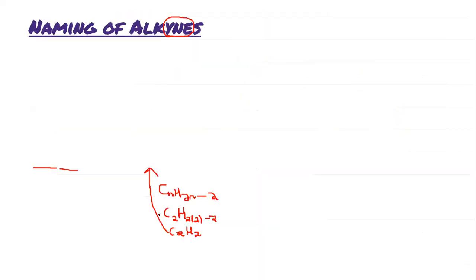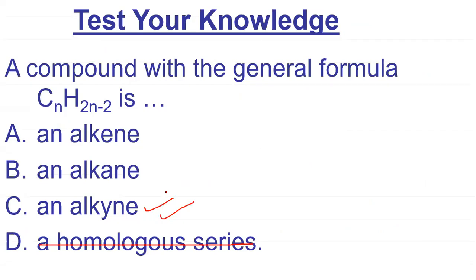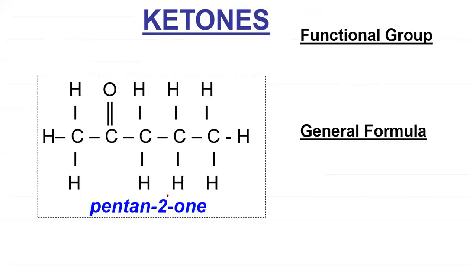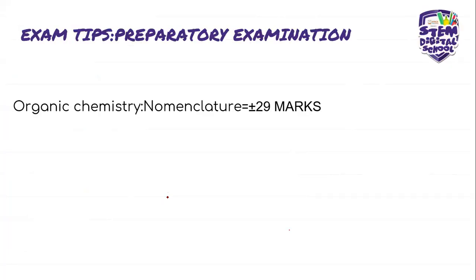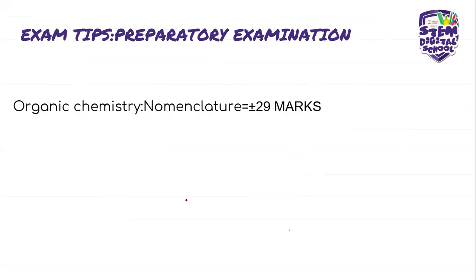Tomorrow we will be continuing with other homologous series. So we are nearing the end of nomenclature, and I think we are doing quite well. Tomorrow we will be dealing with ketones and carboxylic acids, etc. If you've just joined us, remember that to prepare for the examination, nomenclature itself will be plus minus 29 marks, but the topic altogether, it will be 85 marks.